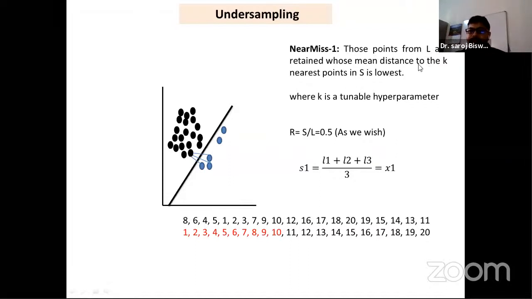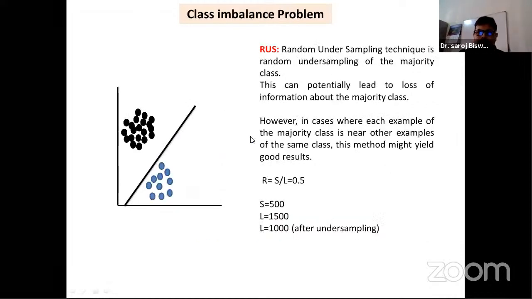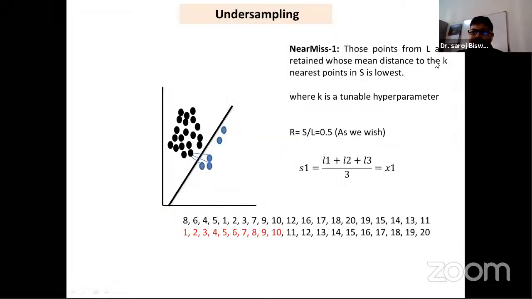So here we have a tunable parameter, that is K. Say, for example, for this example we're going to take the value of K equal to 3. So what are we going to find? We are going to find the mean distances between each of the majority class instances in the majority region to the 3 nearest neighbors, 3 because the value of K is 3. See here, again I'm reading: those points from L, meaning from the large majority class instances, are retained whose mean distance to the K nearest neighbor points is lowest.